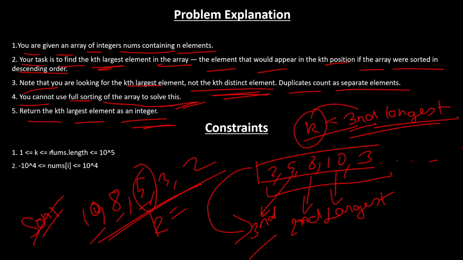The constraints of the problem are that k is from 1 to the length of nums, the length of nums can be from 1 to 10 to the power 5, and nums[i] can be from negative 10 to the power 4 to positive 10 to the power 4. I hope you understood the problem explanation. It was pretty straightforward and simple. Now let's move to the next slide.